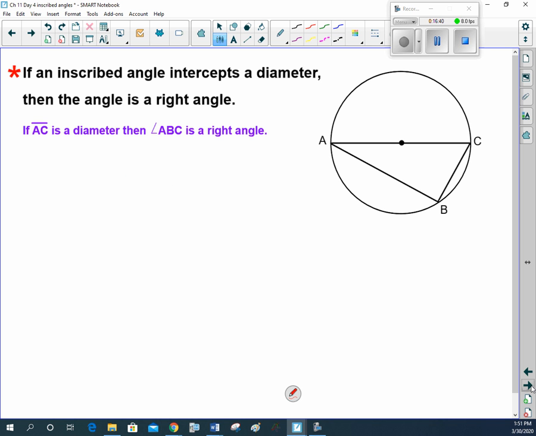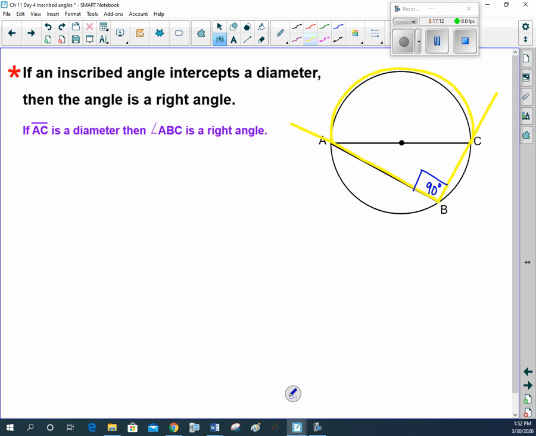Okay, here's another theorem that just kind of makes sense. It's saying if an inscribed angle intercepts a diameter, then the angle is a right angle. Well, that makes sense, right? Because remember, the rule says that it's half of its intercepted arc. So if this is its inscribed angle, and the intercepted arc is a semicircle, then this would have to be 90 degrees. It would have to be a right angle.